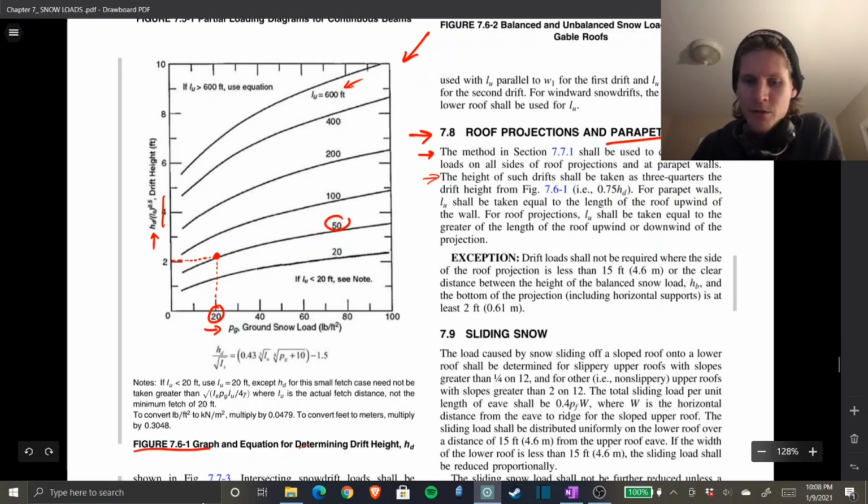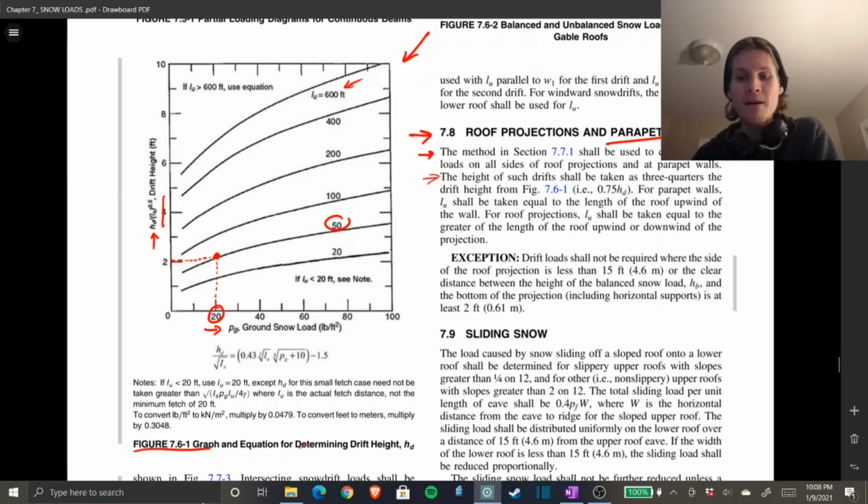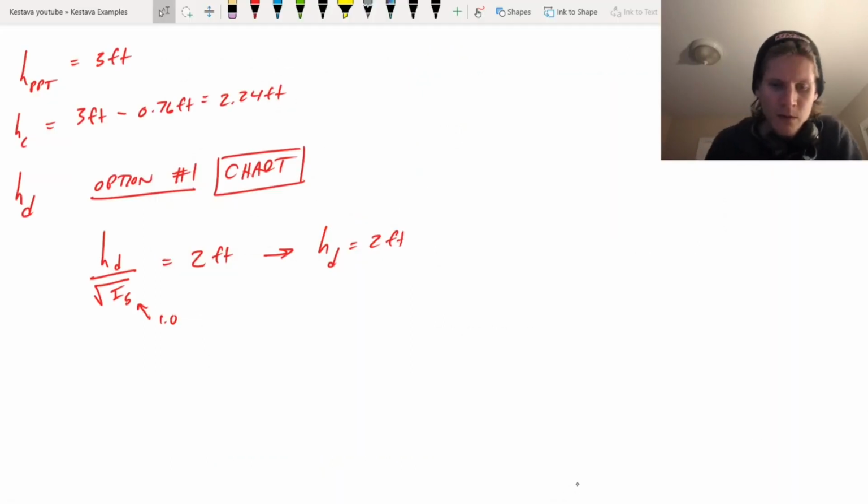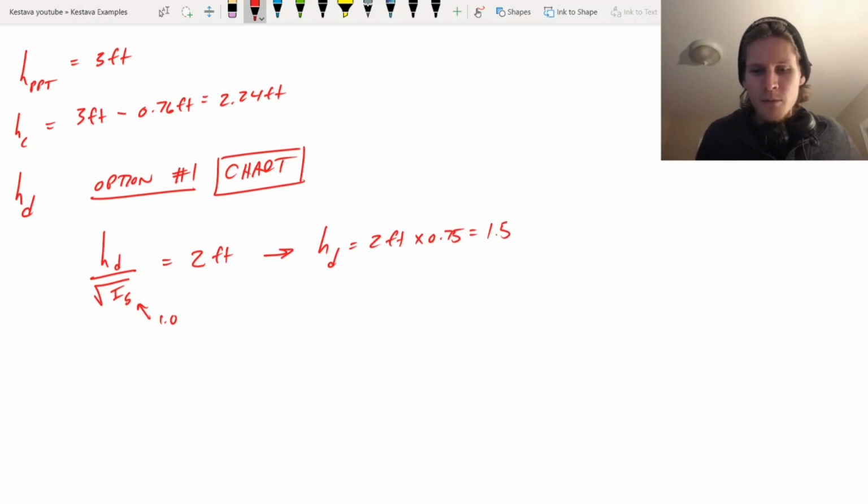So reading through, the height of such drifts shall be taken to 3/4 the drift height from the figure that we just solved for. So for parapets, it's just right here, i.e. 0.75 h_d. If we go back, we solved for h_d using the chart to equal 2 feet. So if we multiply that by 0.75, that's going to give us an h_d of 1.5 feet.